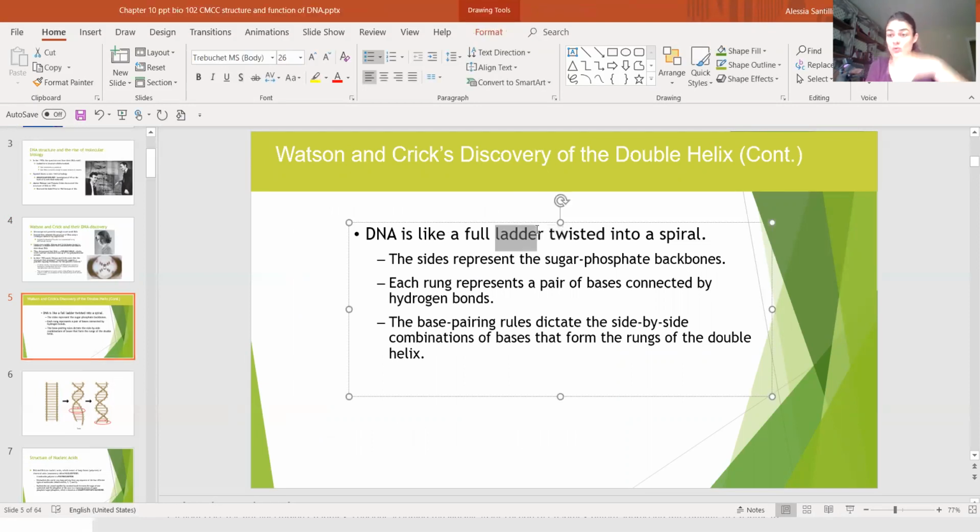A ladder, one strand is one side of the ladder, the other strand is the other side of the ladder, and they're connected by the rungs. Each rung represents a pair of bases, and we'll talk about them in just a second. And they're connected, remember, they're connected. How are they connected? By hydrogen bonds.